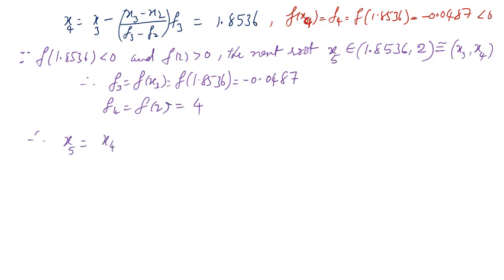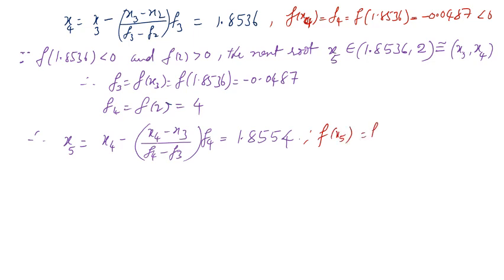Therefore, what is the next? x5 equals x4 minus x3 by f4 minus f3 multiplied by f4, and this x5 value is 1.8554. Okay, and f of x5 is nothing but f5. This is equal to f of 1.8554. This value is minus 0.0045, negative.